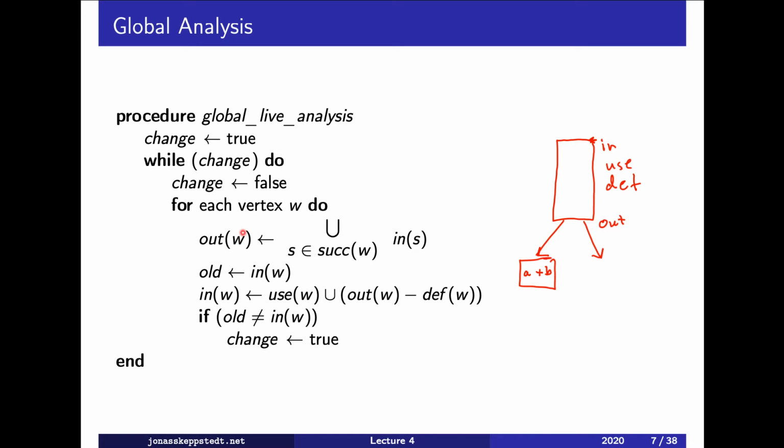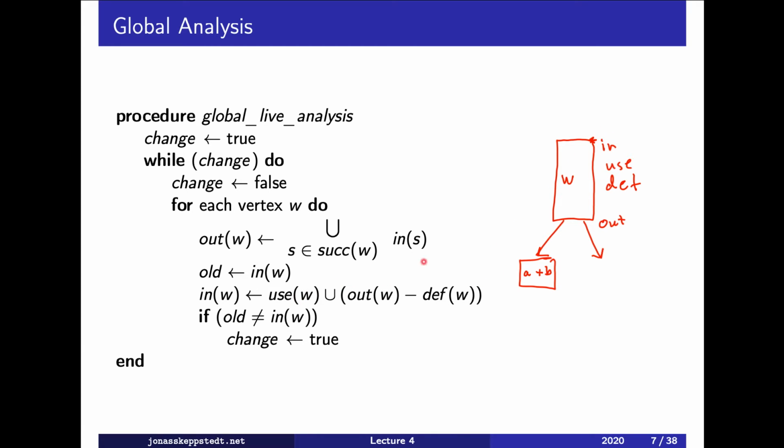Okay, now we want to check if the inset of the vertex W that we are processing is changing. Because if it does, then we have to redo this. So we make a copy of the old inset, or we just keep the old inset and create a new inset actually. And then we compute the inset. What should the inset be?